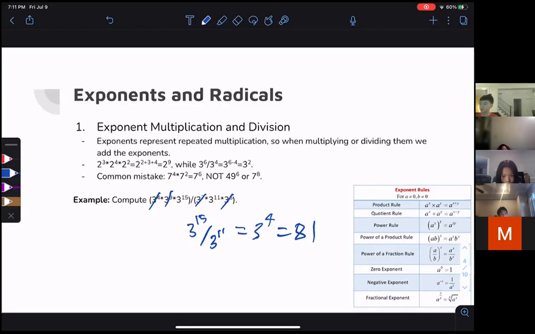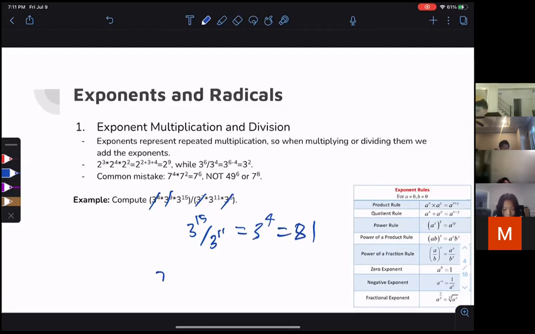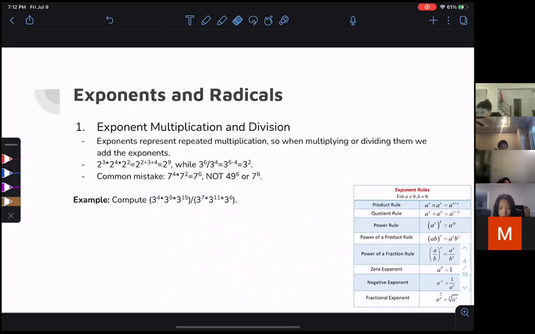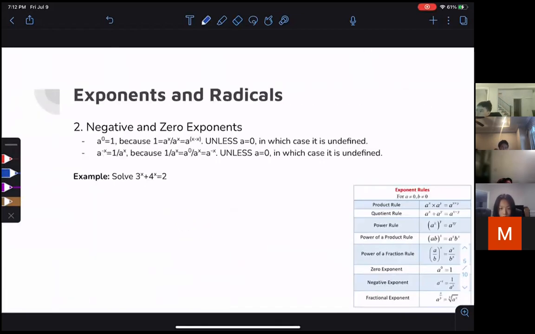Nice noticing that the 7 and the 6, and the 4 and the 9, also both add up to 13. Just makes it a little faster. Well, you can just look at it directly and go 3 to the 4 plus 9 plus 15 minus 7 plus 11 plus 6, if you're very quick with these. That gives you the answer, 3 to the 4th, which is equal to 81. That's pretty much all there is. It's just exercising the addition and subtraction of exponents. All right, now moving on.